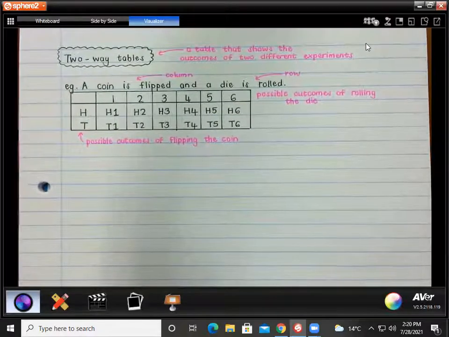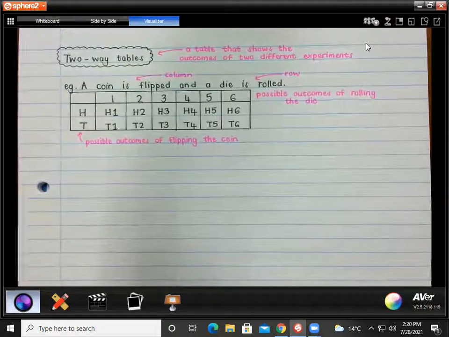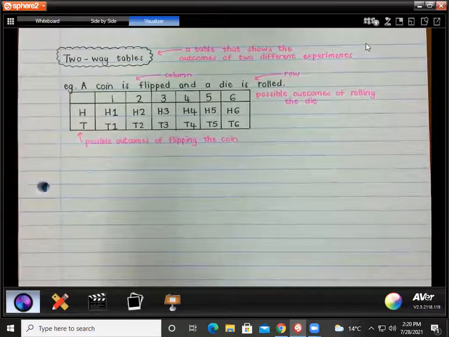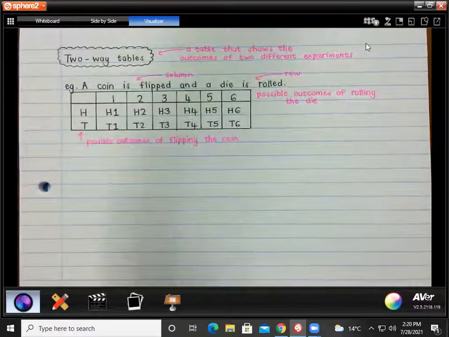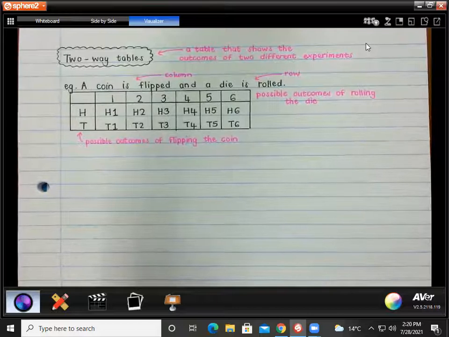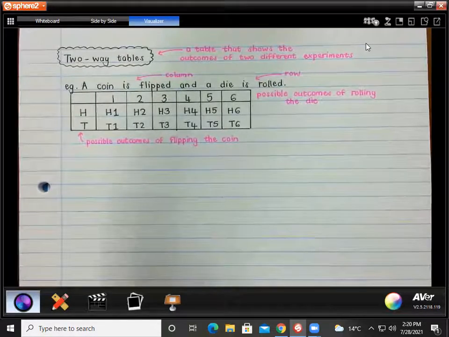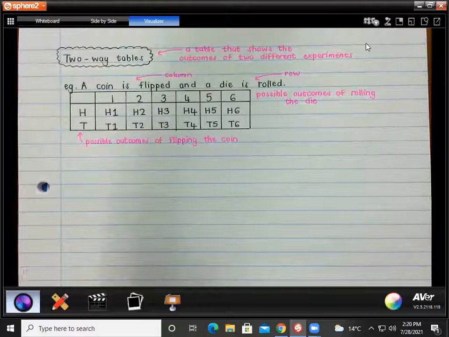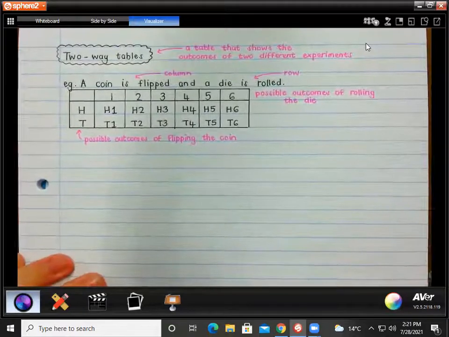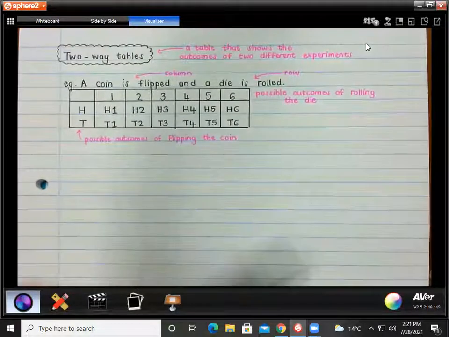All right, and once you have your possible outcomes listed, you need to match them up. Okay, and then that's how you do your two-way table. We are now going to use this two-way table to answer some probability questions. Okay, because we are doing probability, so we do need to get to some of those.